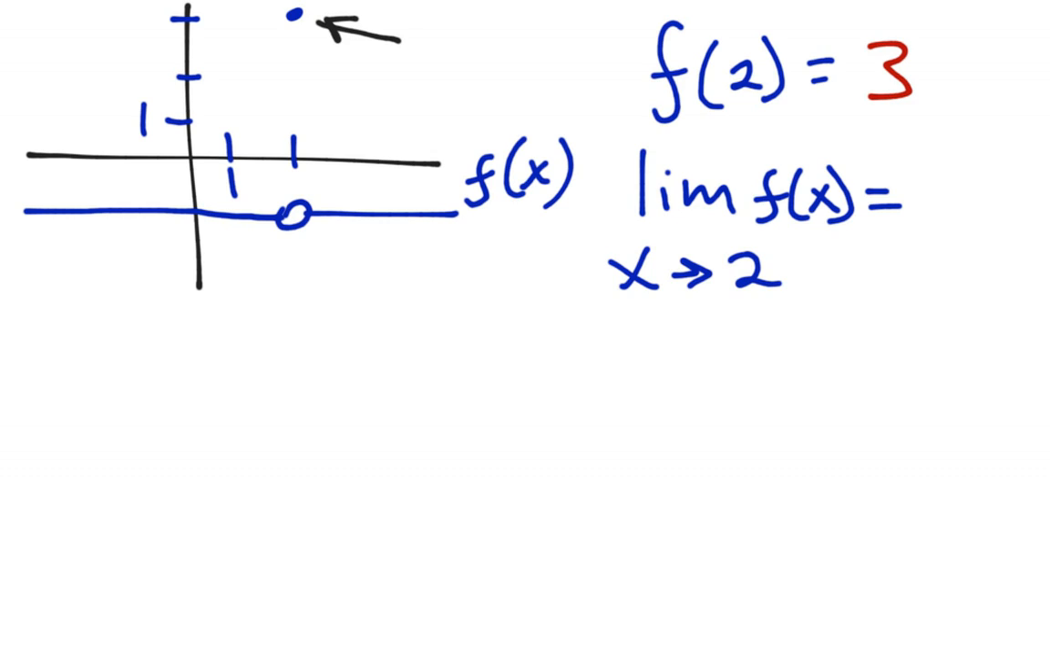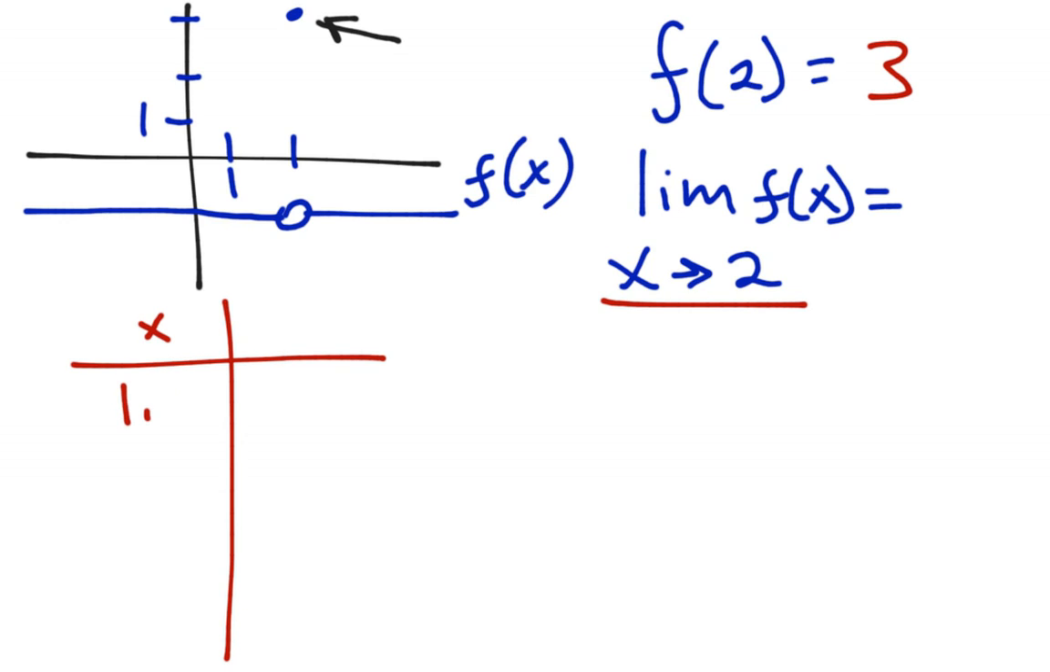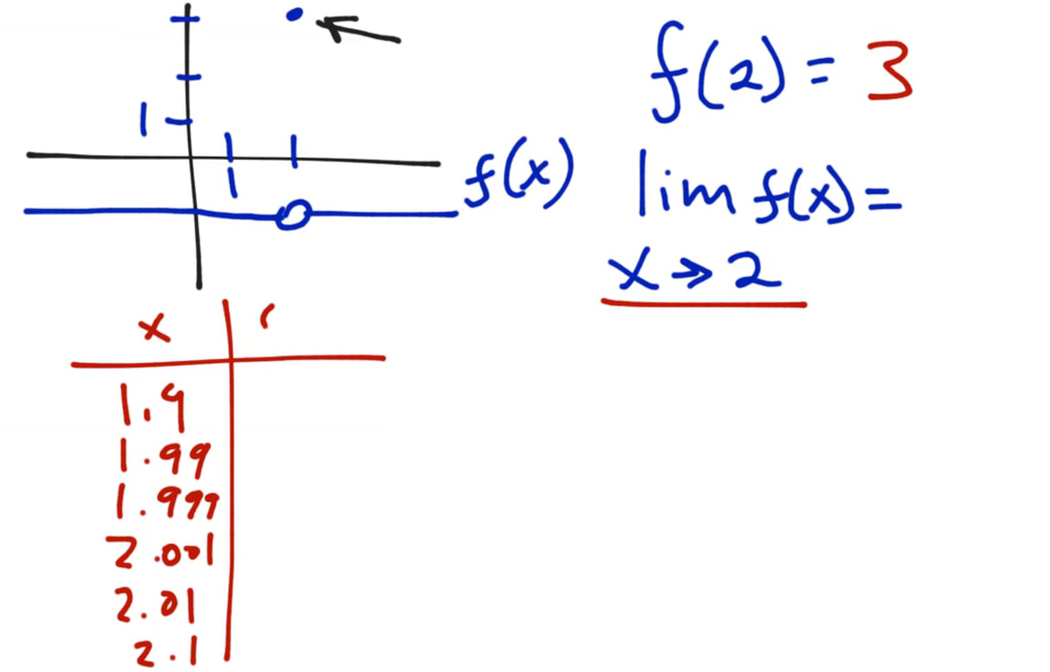Versus the limit as x approaches 2 of f of x. For this, I'm going to use our little chart. x is approaching 2, so I'm going to pick x values that are close to 2: 1.9, 1.99, 1.999, etc., and 2.1. Then I'm going to find the f of x values. It's a straight line at -1, so the f of x value for x equals 1.9 is just -1. Same thing with the others, -1, -1. They're all -1. Interesting.